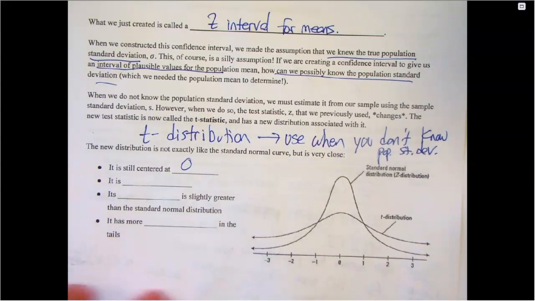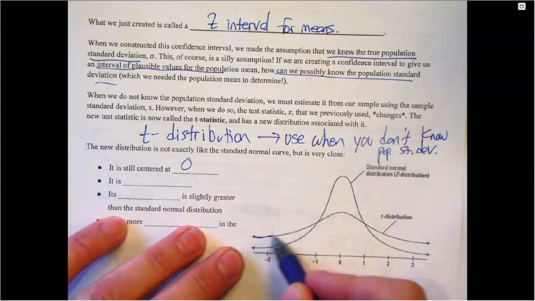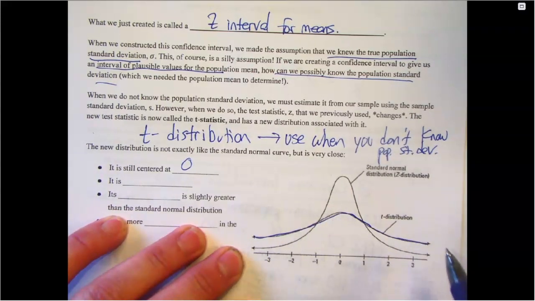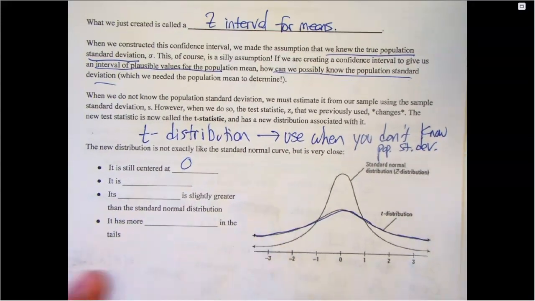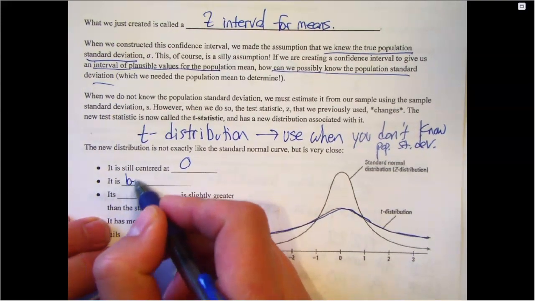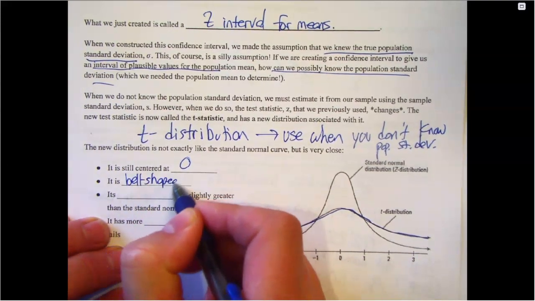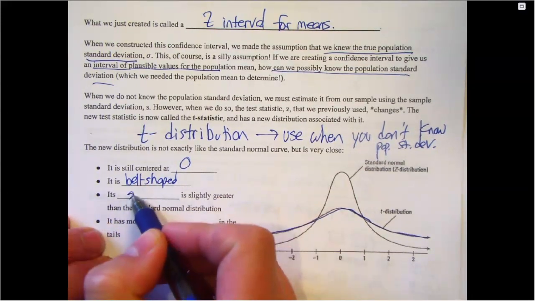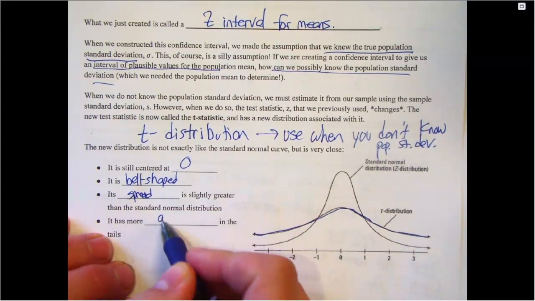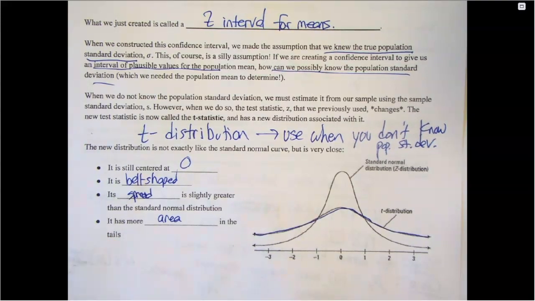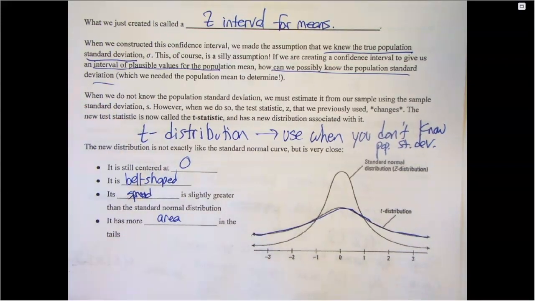So I'm trying to describe this. This one is a t distribution. The other one is your normal, your z. So see how this is more spread out because we're less certain about what the standard deviation is. It is still bell-shaped. Its spread is slightly greater than the standard deviation, and it has more area in the tails. The area under all of that still adds up to 1, where it's all the same.